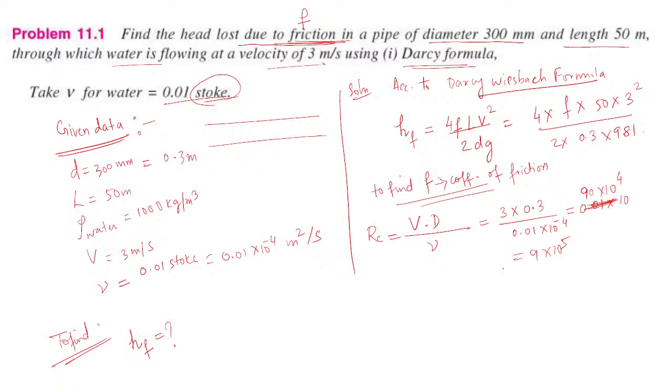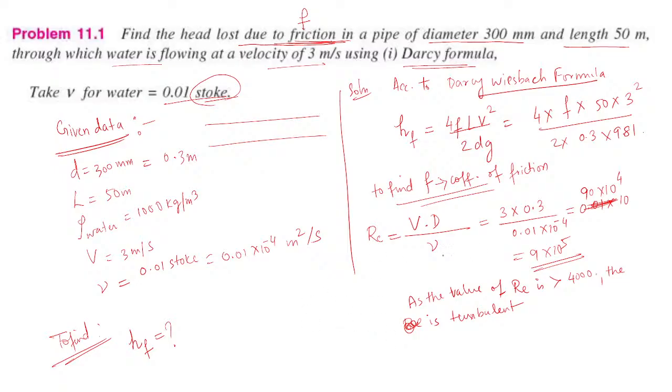So what it becomes? It becomes your turbulent flow, right? Now we receive here as a turbulent flow. So first you have to write as the value of Re is greater than 4000, the flow inside the pipe is your turbulent. Fine.